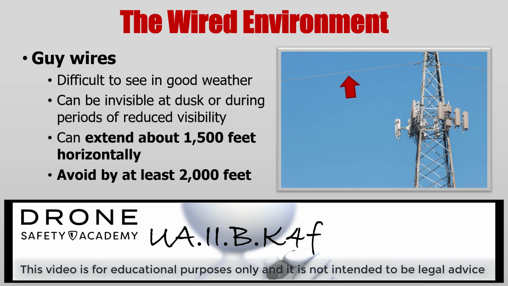For tall skeletal structures, these are typically supported by guy wires, and they are difficult to see even in good weather. They're almost invisible at dusk or during periods of reduced visibility. And understand, for taller structures, these can extend about 1,500 feet horizontally. So it is suggested to avoid these by at least 2,000 feet.